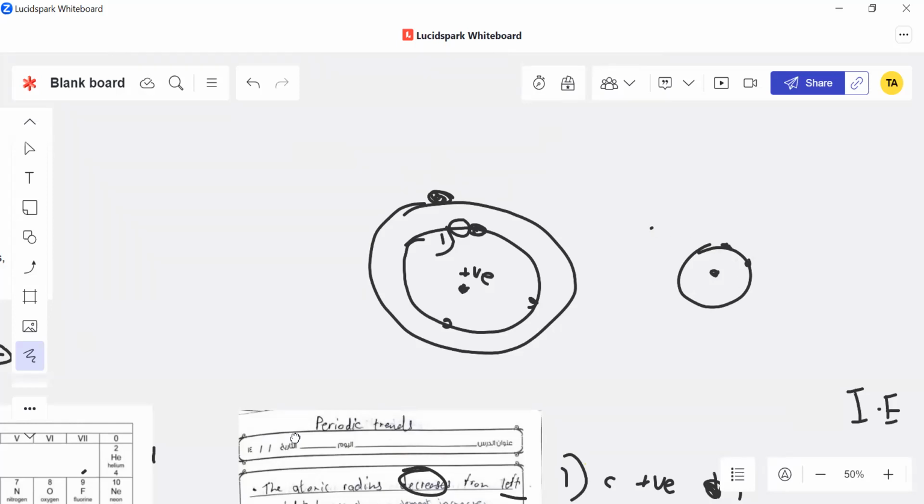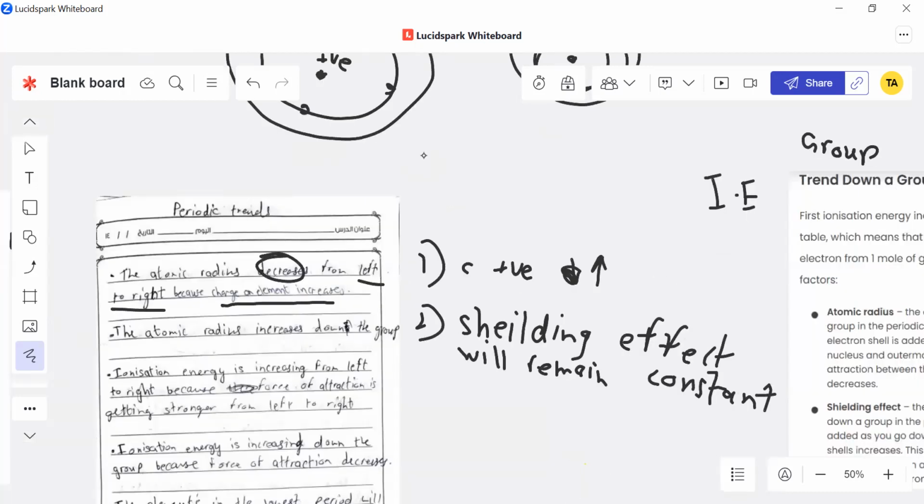So the shell number won't increase, so there won't be any other shell. So the shielding effect would not be that strong because there is no shell that is increasing. The electron, which is only gained by one electron, can come in the same shell as the previous element's electron. So the electron would not increase in the shell. It would remain in the same shell. So the shell number doesn't increase, therefore shielding effect remains constant.